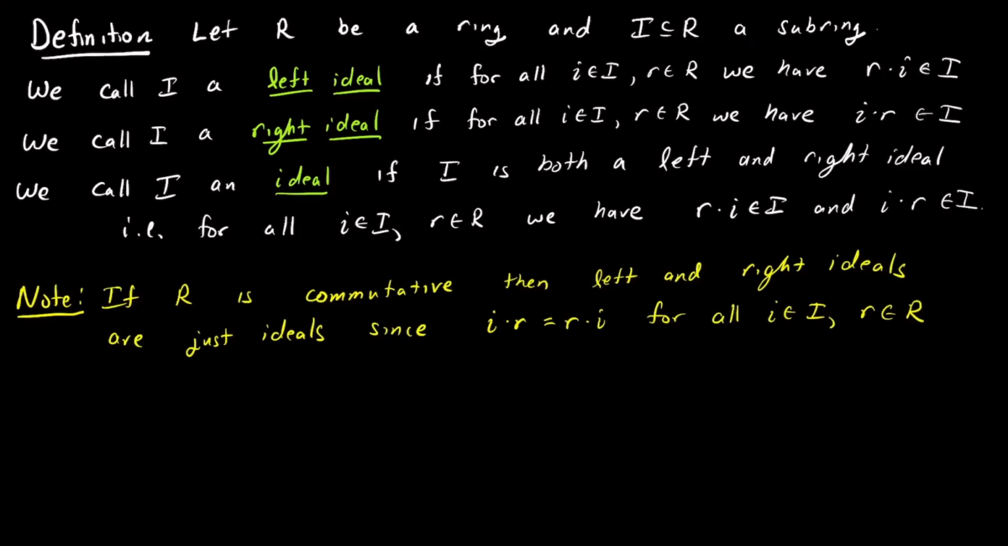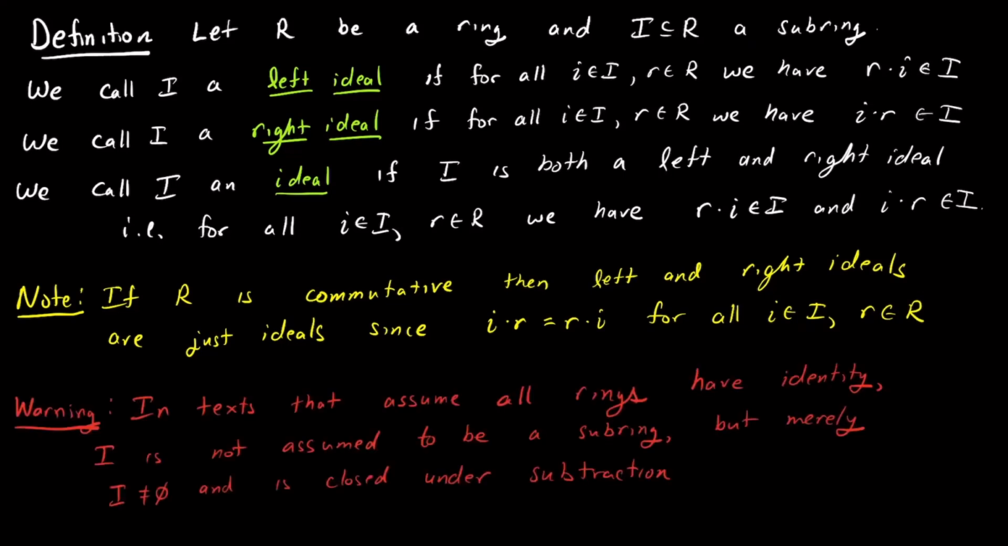One thing I'll point out is that if R is a commutative ring, then left and right ideals are all just ideals. There's no distinction between left ideals, right ideals, or ideals. And this comes from the fact that I times R is always equal to R times I, right? So the ring is commutative, and I know that I is a subset of R. So I know the elements of I belong to R, so they just commute with elements of R.